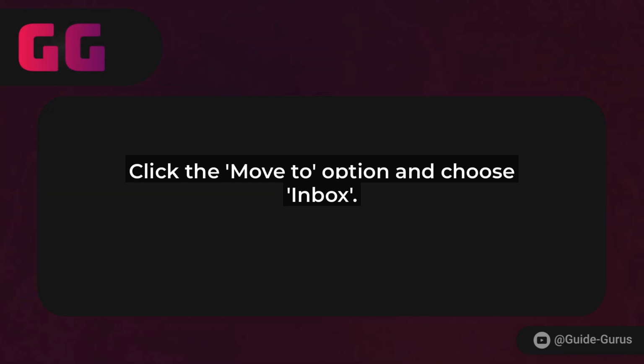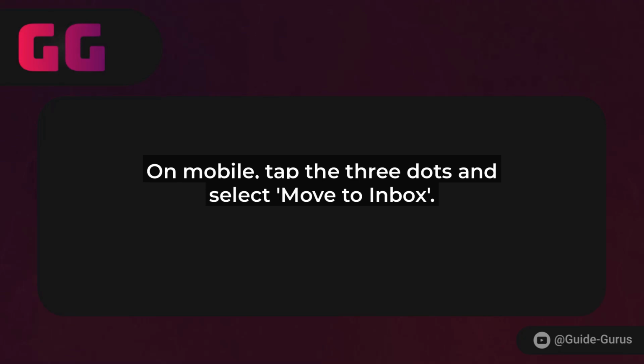To unarchive it, look for the Move To option. On the web version, you'll see a folder icon with a drop-down menu. Select Inbox from there. If you're on the mobile app, tap the three dots in the top right corner of the email, then choose Move to Inbox. Boom! Your email should reappear in your inbox almost instantly.